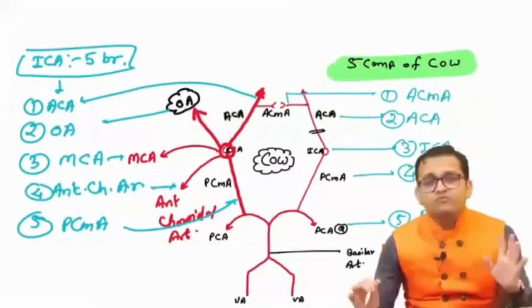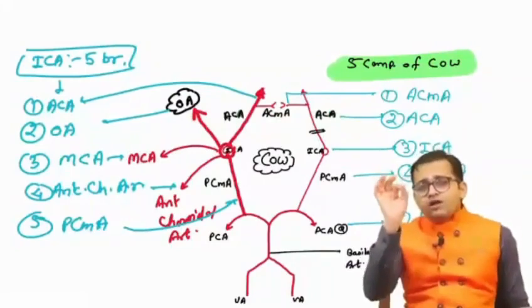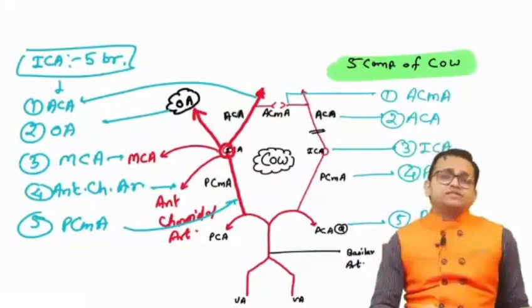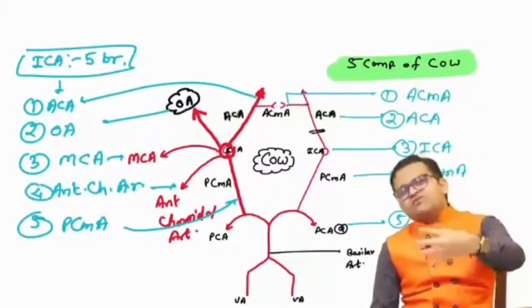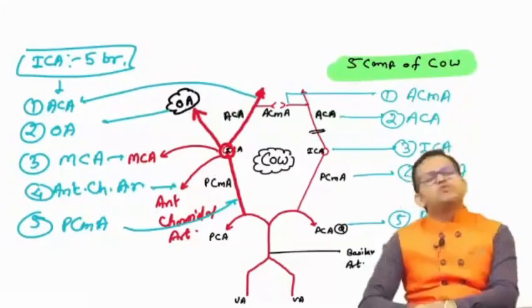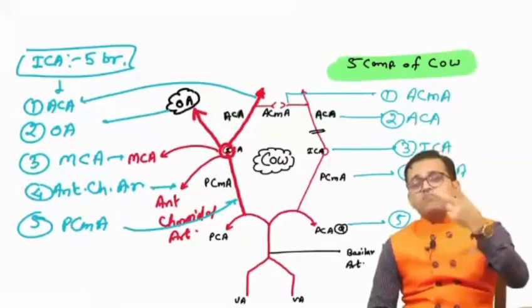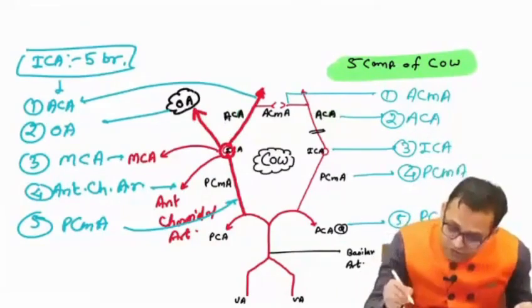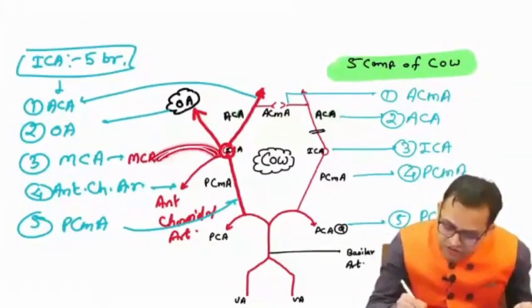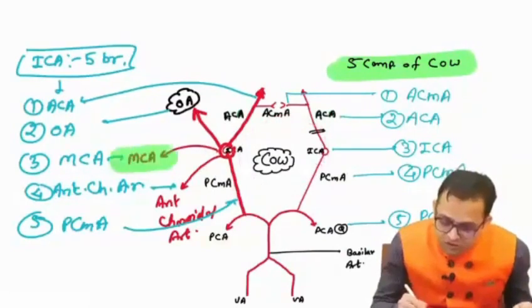Okay. So now I'm going to ask the question. All are components of the circle of Willis except: akka, makka, pakka, none. Very old previous year question, and it still comes. Which is not the component of the circle of Willis? Akka, makka, pakka, none. Yes, very good. Makka is going outside. It is not participating in the circle of Willis. So this makka you have to remember.